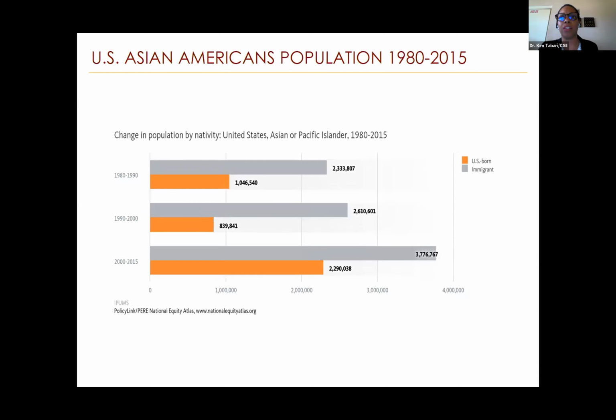And the last one I'll look at is the Asian American population of US born and immigrants. From 1990 to 2000, you see it grew by 300,000. And then the following years, from 2000 to 2015, the increase was over 1 million. Again, I encourage you to think about the narrative you hear or repeat about what certain groups of immigrants look like in the US.